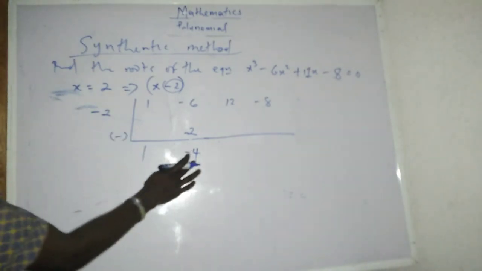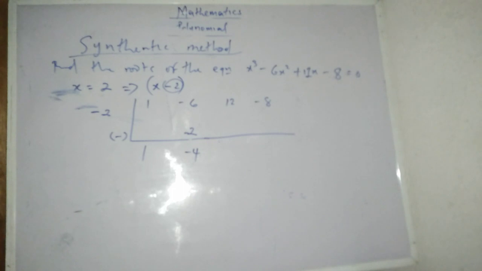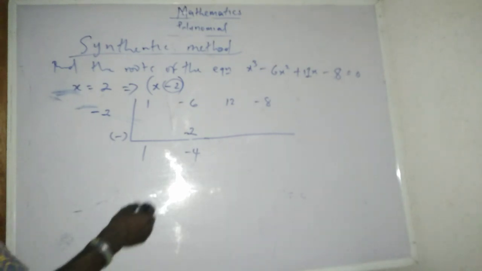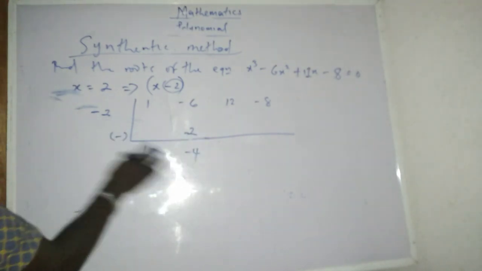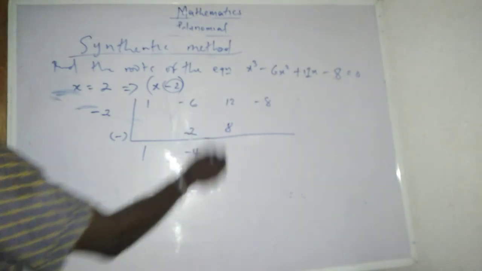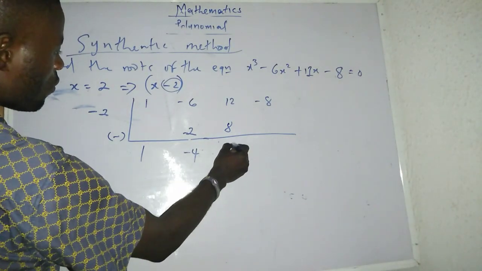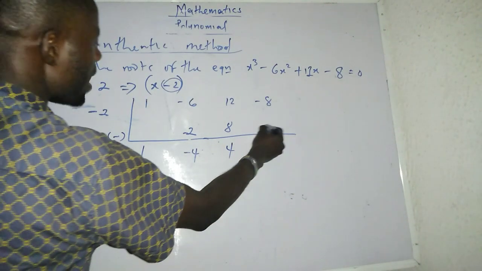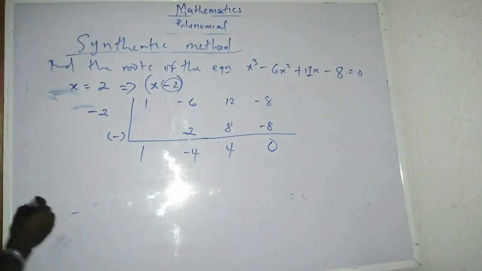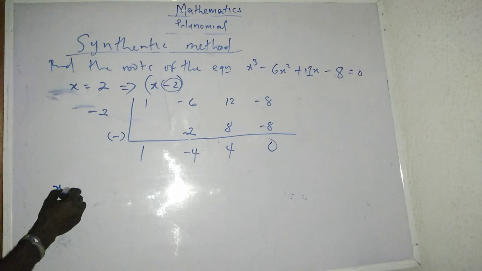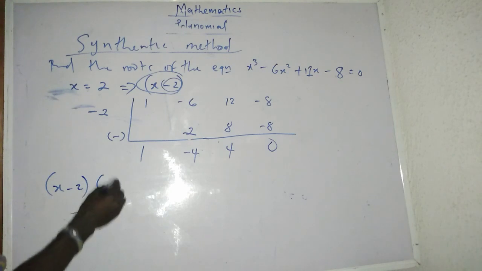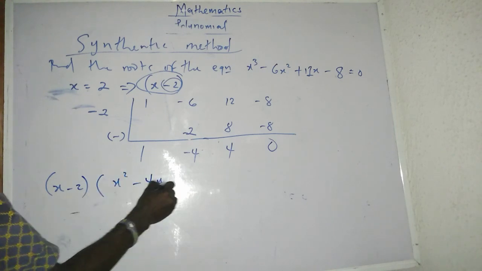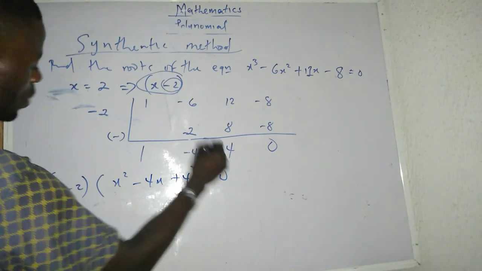Now, 2 times minus 4, I will have minus 8. Then 12 minus 8, I will have 4. Now, 2 times 4 gives 8, and minus 8 plus 8 is going to be 0. It means my x minus 2, which is the factor we are using here, times the bracket of x squared minus 4x plus 4 equals 0.